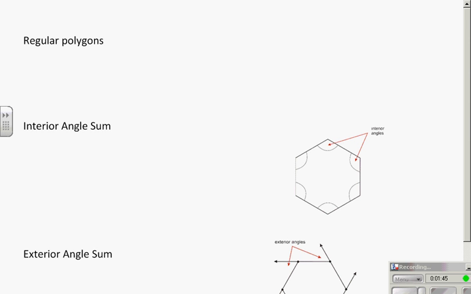Regular polygons is a review term from Unit 3: all sides and all angles are equal. So if we have a sum, we can divide it up equally amongst everything. Regular polygons make all of our formulas very easy.